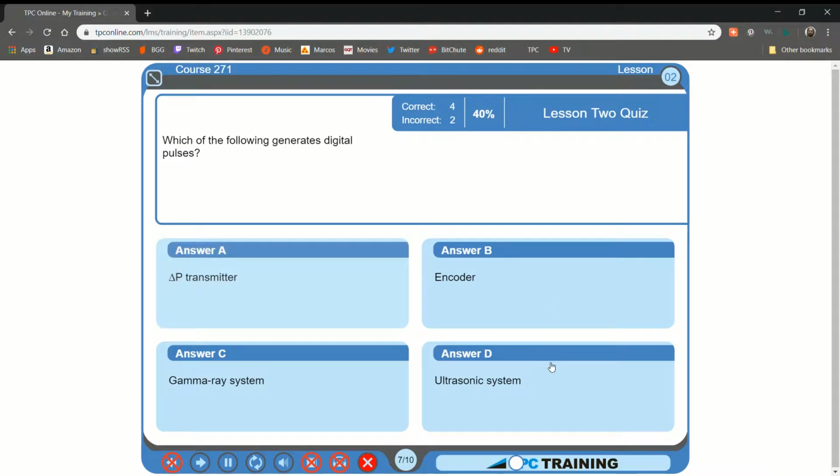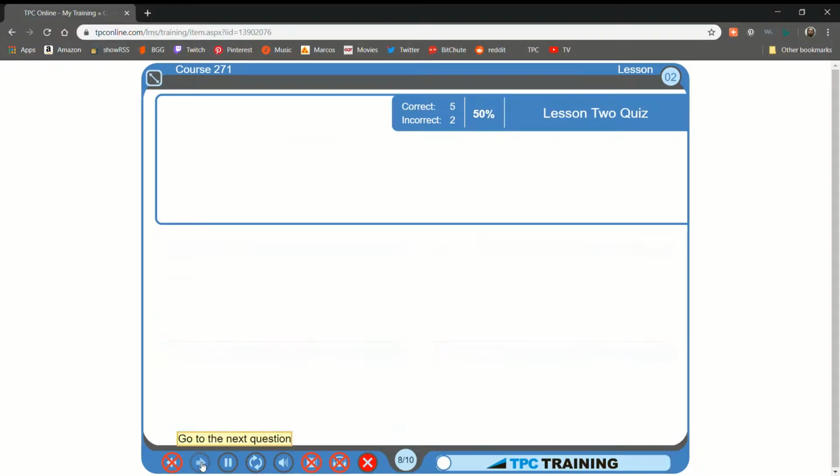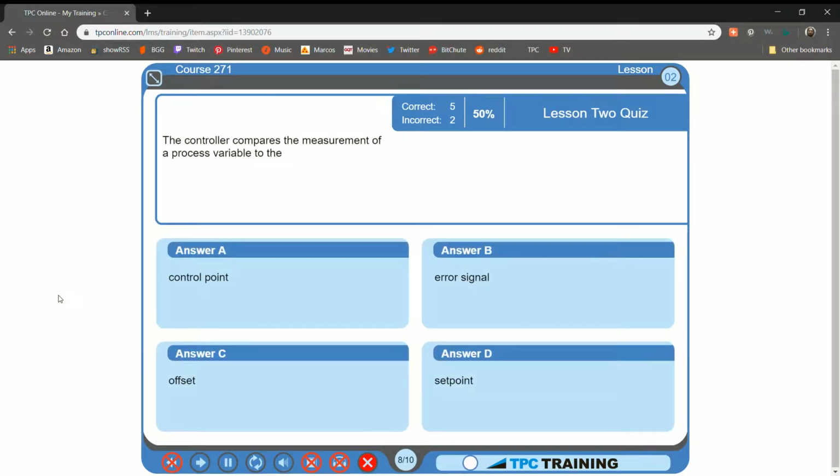A, delta P transmitter. B, encoder. That is correct. The controller compares the measurement of a process variable to the A, control point. B, error signal. C, offset. D, set. That is correct.